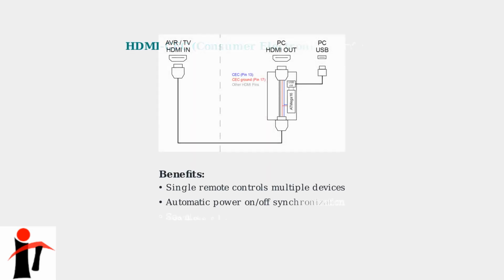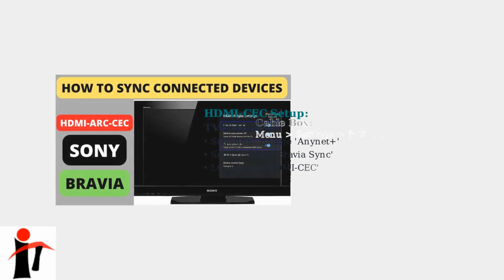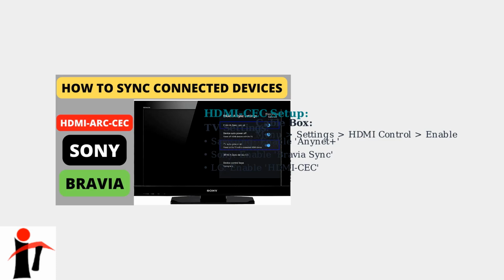HDMI CEC technology enables seamless communication between your devices. When properly configured, it allows your Optimum remote to control multiple devices through a single HDMI connection. To enable HDMI CEC, you need to activate it on both your TV and cable box. On your TV, look for settings called AnyNet Plus, Bravia Sync, or HDMI Control, depending on your TV brand.